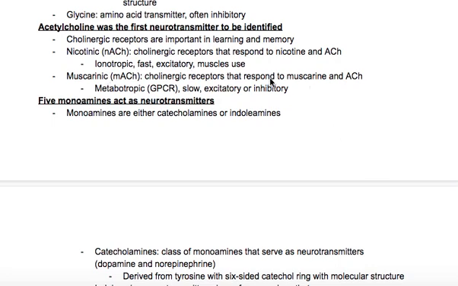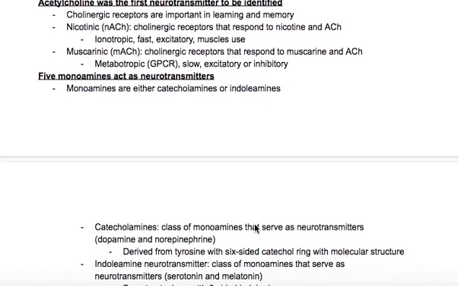Muscarinics respond to muscarine and acetylcholine. These ones, in opposition to nicotinic, are metabotropic. They use a G protein coupled receptor. And because they're metabotropic, they're slow, and they can either be excitatory or inhibitory.